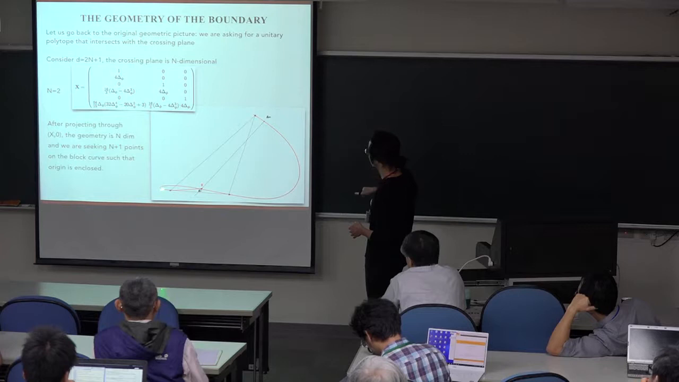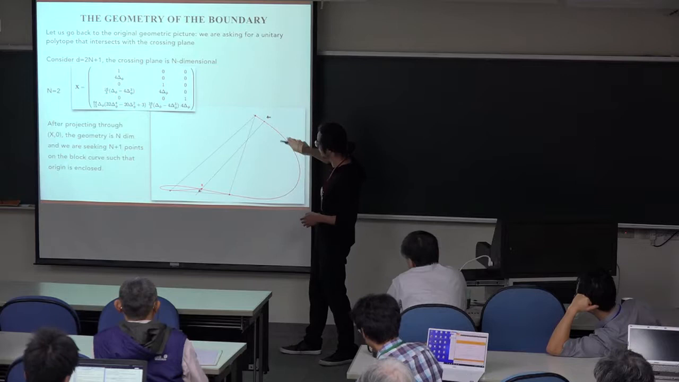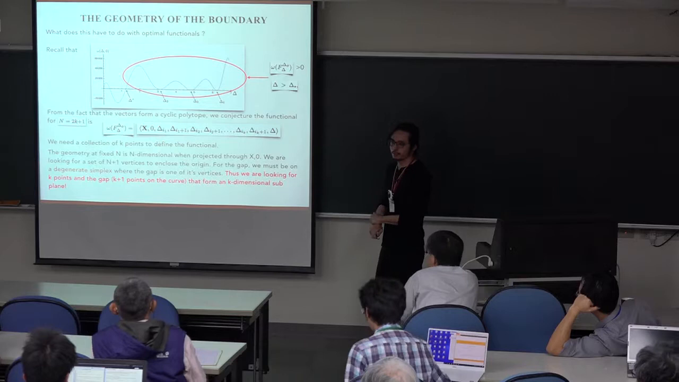The geometry is that I need to find three points on the blocks such that it encloses zero. That's the intersecting condition. So for any CFT on this curve, it must contain at least three points such that they enclose this zero. That's a consistent CFT. Okay, good. So I basically formulated what the geometry is. So what does it have to do with the optimal functional?